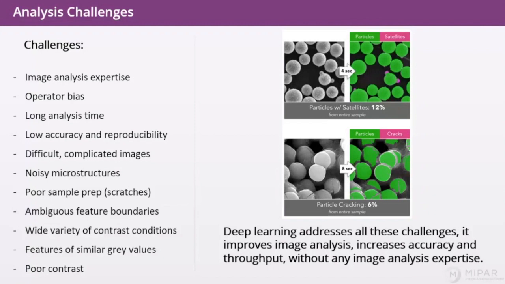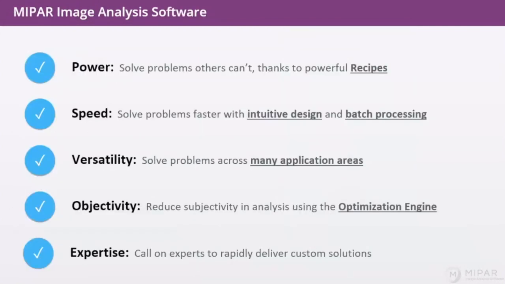And deep learning especially helps with noisy microstructures, poor sample preparation. So maybe you have some scratches, some contamination. Maybe you want to do a grain size analysis on some of the grains that are not perfectly etched. Maybe you have some ambiguous features or boundaries. All of these challenges can really be addressed with deep learning. MIPAR uses what we call recipes, which is a series of analysis steps. And once you create a recipe, that can be applied on hundreds of images automatically.